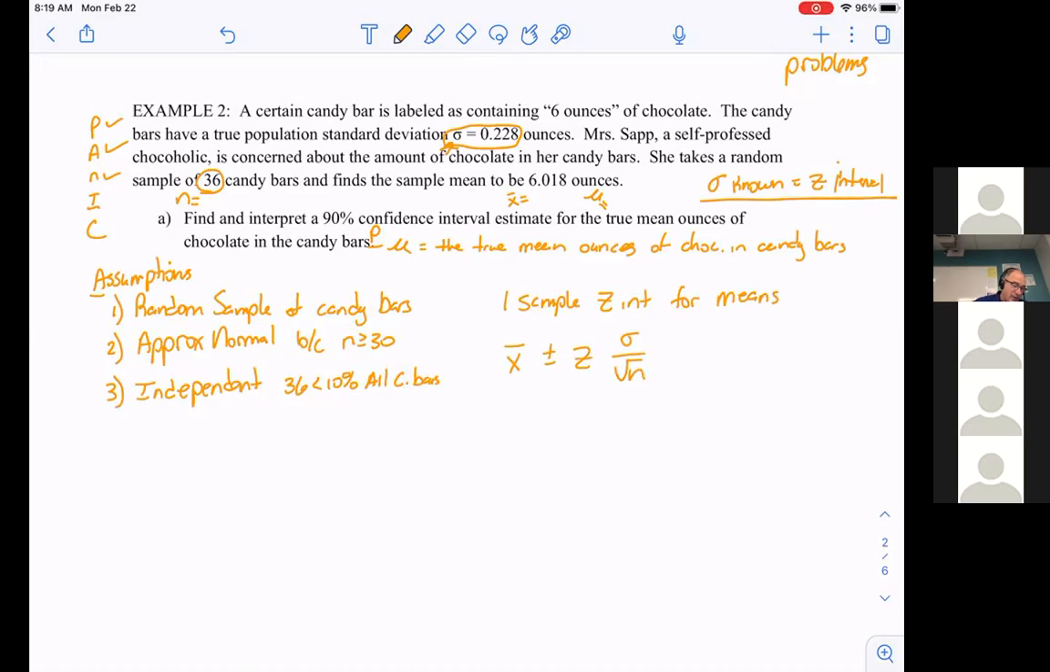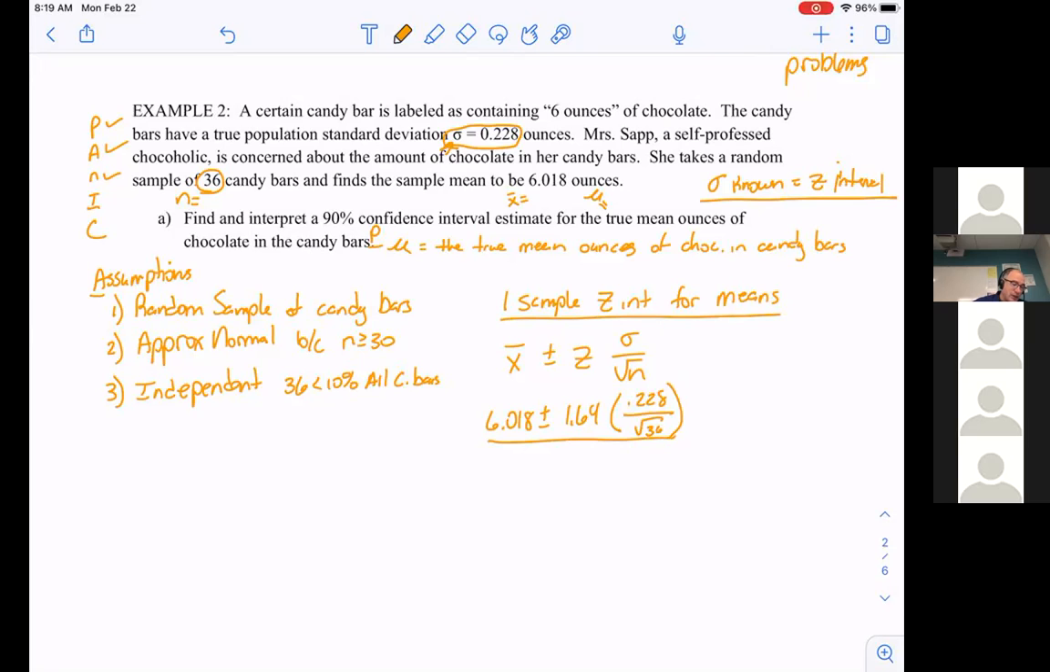We started out with a mean of 6.018 plus or minus 1.64. My standard deviation was 0.228, and we have a sample size of 36. So there's my interval written out. Remember, AP wise, we just need one or the other, but for Mr. Doughty wise, we need both. And we'll get to a point where we don't need both.